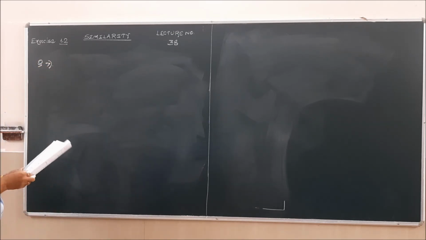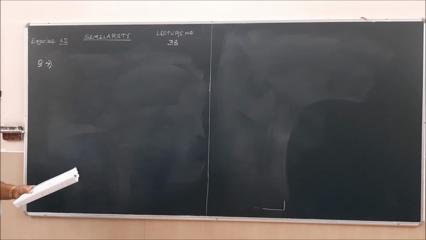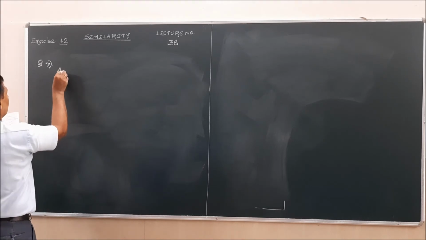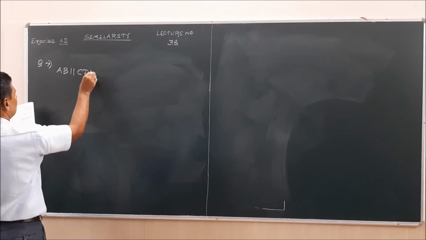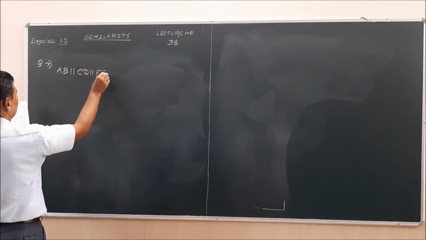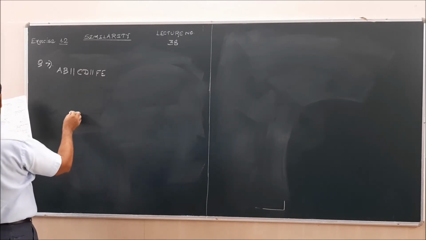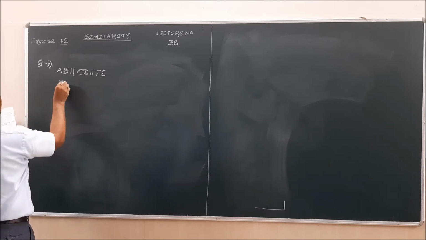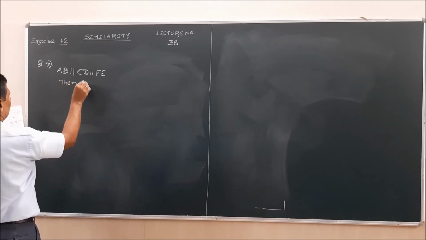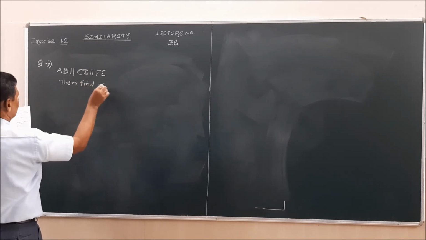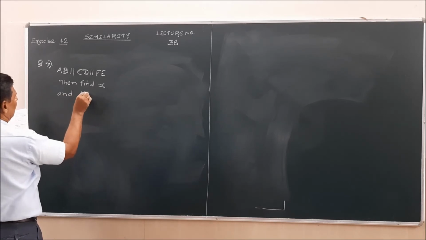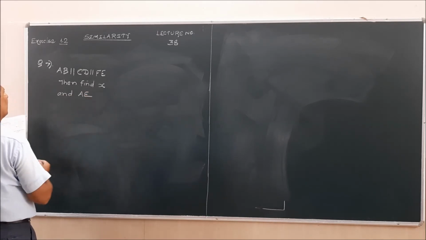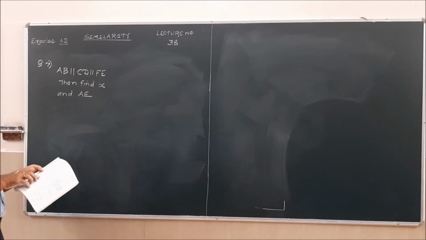In this case also you will find AB parallel to CD parallel to FE. Given AB parallel to CD is parallel to FE. This is what is given. Then find X and A. Yes, it is very important: X as well as A. Both the things we have to find. Okay, figure it is there.